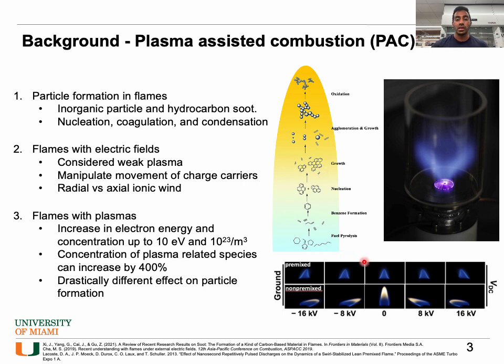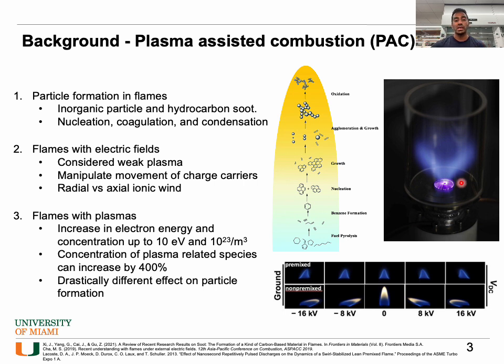Now, to obtain better control over this process, and due to the presence of charge carriers, there have been attempts to manipulate the movement of the charge carriers by applying electric fields. What this does is introduce something called an ionic wind, and depending on the direction and how you introduce this ionic wind into the flame, you can have different effects. Though this technique has provided better control over particle formation and growth than in traditional flames, it is still limited by the fact that there's only a limited amount of charge carriers present.